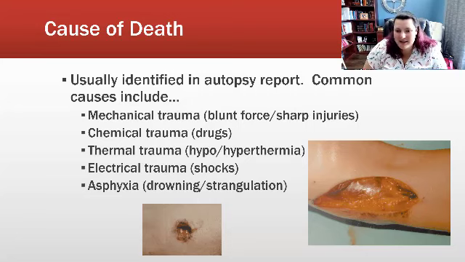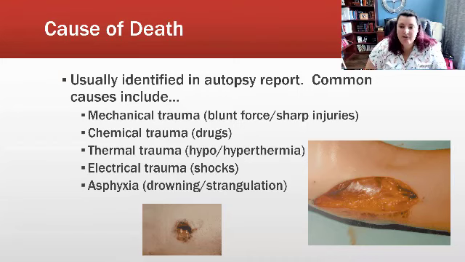briefly. Common causes include mechanical trauma, which occurs when objects impact the skin. Mechanical trauma includes blunt force trauma, meaning that the body is impacted by a round or flat object, as well as sharp injuries, which occur when the body is impacted by, well, a sharp object. Mechanical trauma is the type of injuries we normally think about when we think about murder. Things like getting hit over the head with a baseball bat, being stabbed, shot in the abdomen, that type of thing. That's mechanical trauma.